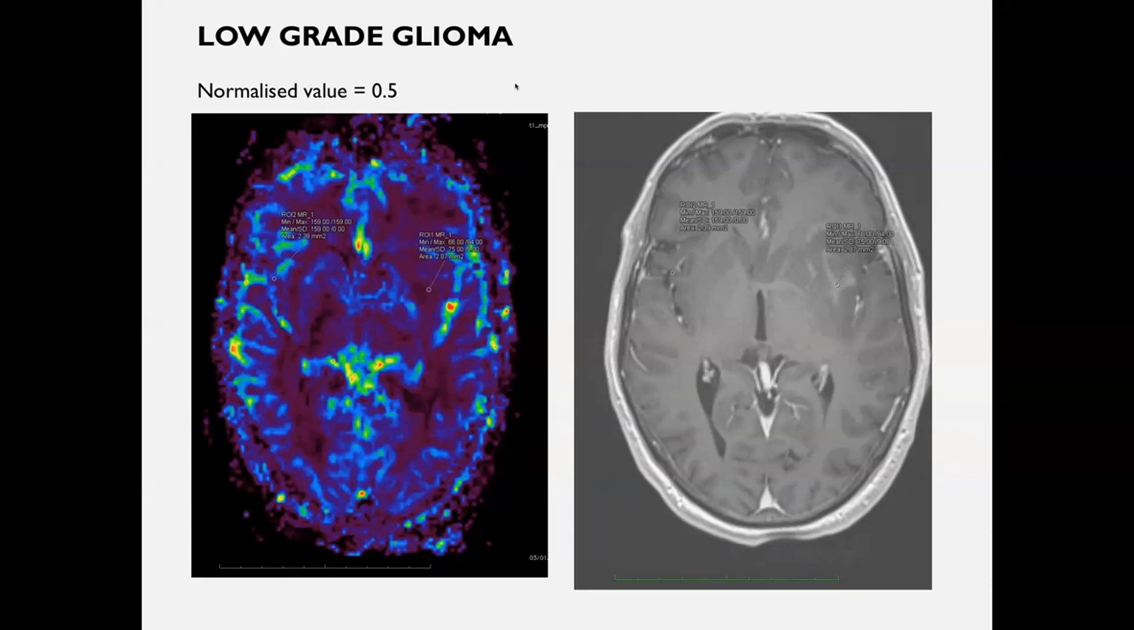We should have adequate institutional experience because there is a paucity of literature. And even if literature is giving us values, nobody knows where it was normalized. Was it normalized in white matter or gray matter? Where in gray matter was it normalized? So we should have our own data set for it.